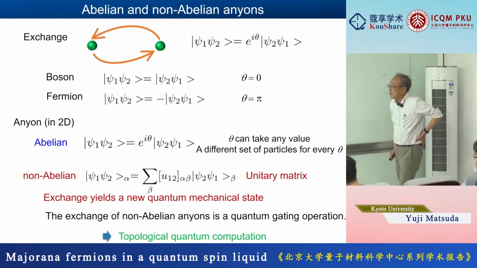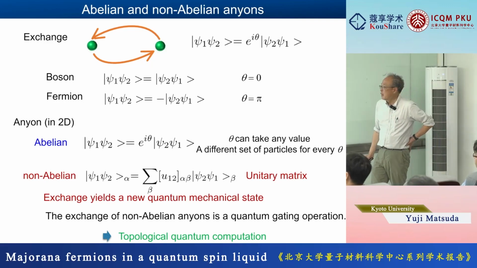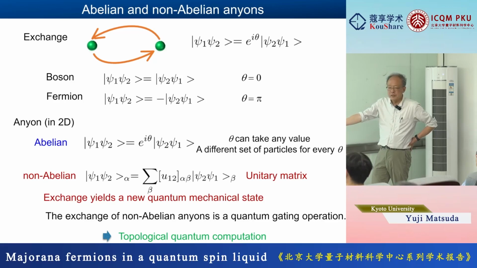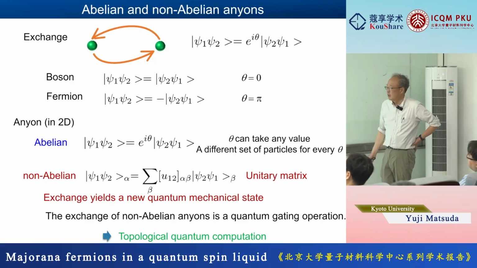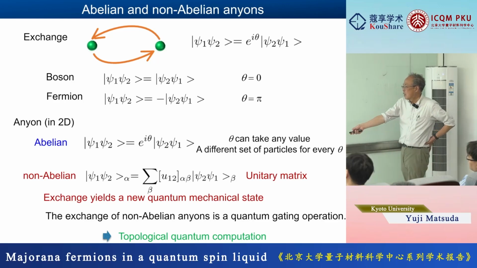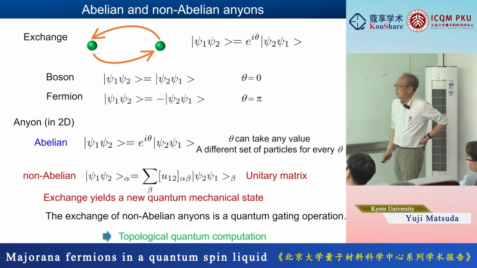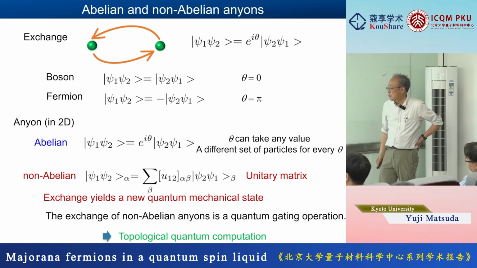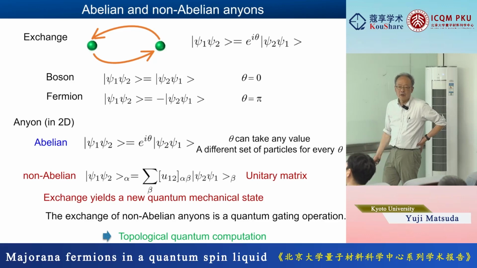However, the exchange operation may be a non-trivial operation. The exchange can be written as a unitary matrix. In this case, the exchange yields a new quantum mechanical state. Such a particle is called a non-abelian anyon. This is important because the exchange of non-abelian anyons is a quantum gating operation. Therefore, the non-abelian anyon is a key particle for topological quantum computation. As you know, in topological quantum computation, we need no error correction.